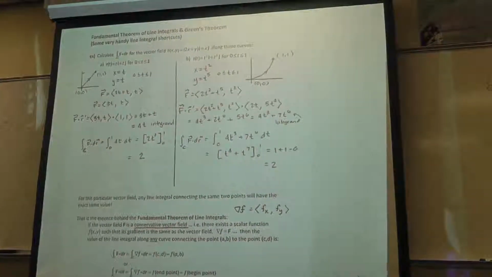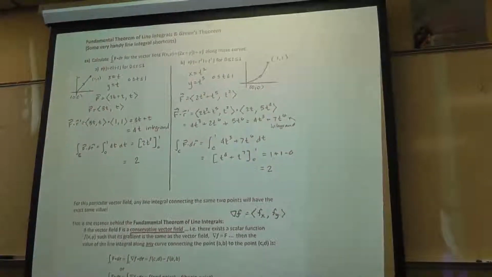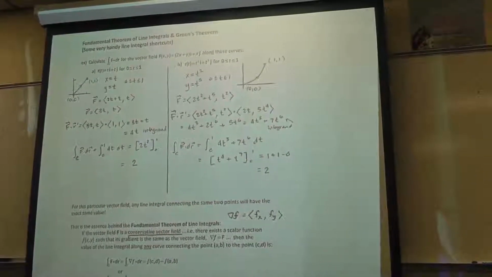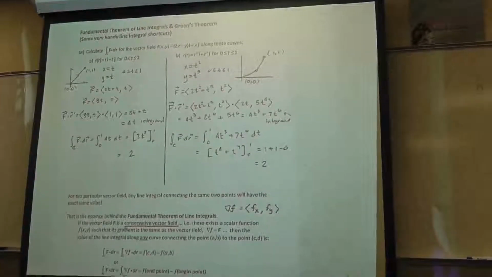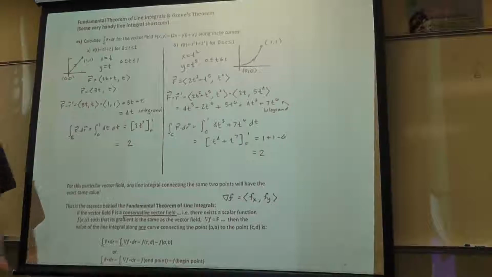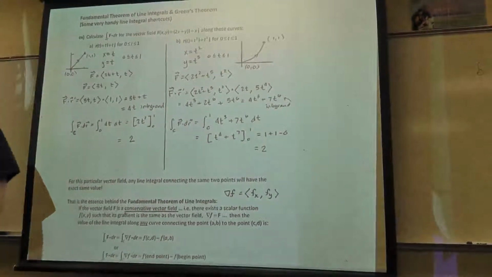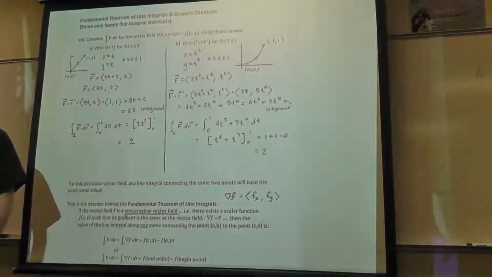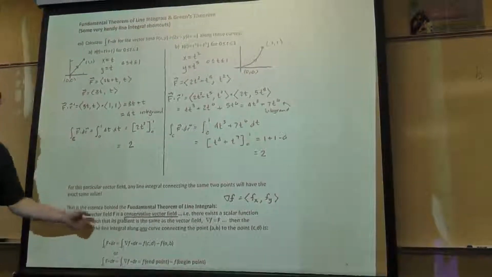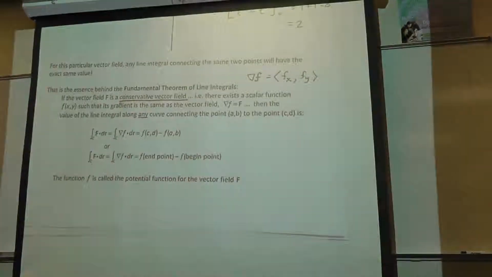Since gradients are created by doing partial derivatives with x and y, and in some cases z, you could take each of those components one at a time and do an x antiderivative for your i component, a y antiderivative for your j component, and a z antiderivative for your k component, and then those should produce something that looks like what your scalar function f is. This function f that I'm referring to here, there's a name for it.